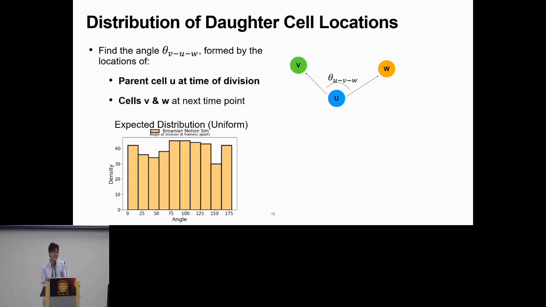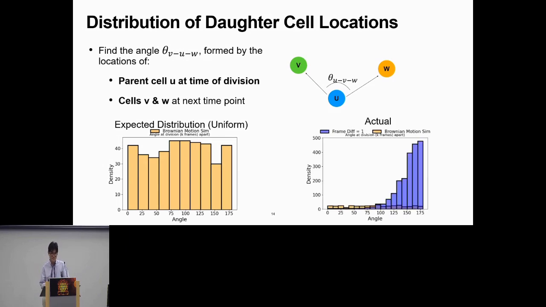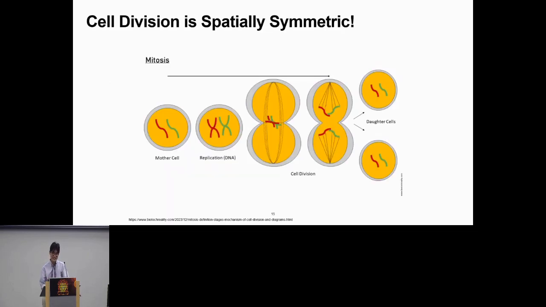However, when we actually analyze this data, it turns out that data distribution looks something like this. It's skewed toward wider angles rather than being uniform like you'd expect for Brownian motion. And so it might take a few seconds to realize this, but actually cell division is a spatially symmetric process. And so this distribution is not surprising at all.